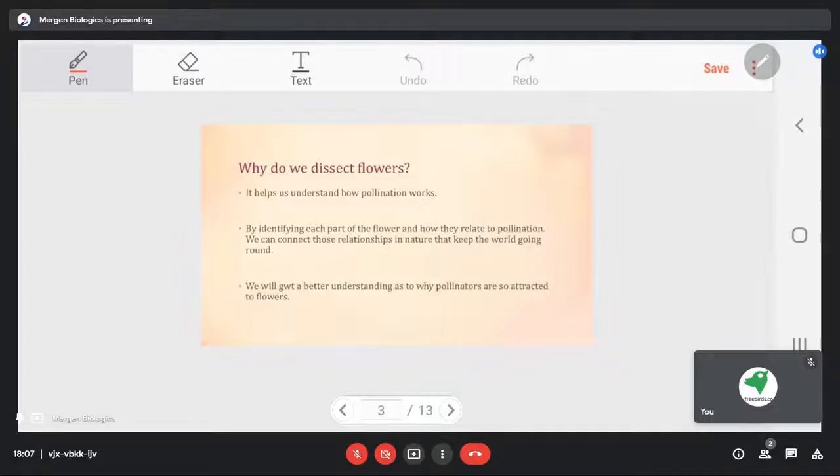So the whole process of pollination is very important for us, not because the flower is beautiful or because we can get some very beautiful views in our gardens, but because the pollination leads to fertilization, and fertilization leads to production of seeds and fruits, which are what we have for our food. So the whole process of pollination is very important to start with. As I have written in my slide also, by identifying each part of the flower and how they relate to pollination, we can connect those relationships in nature that keep the world going round.